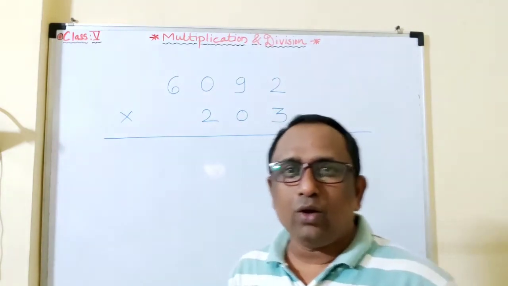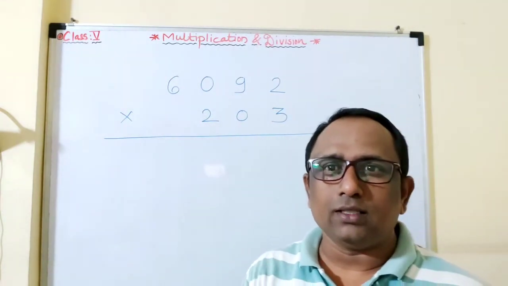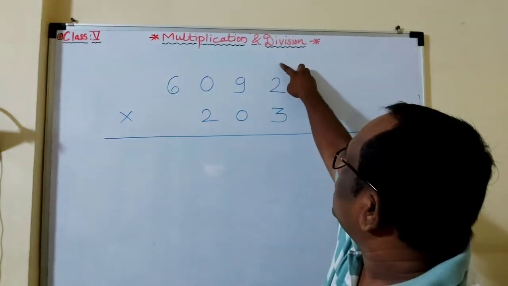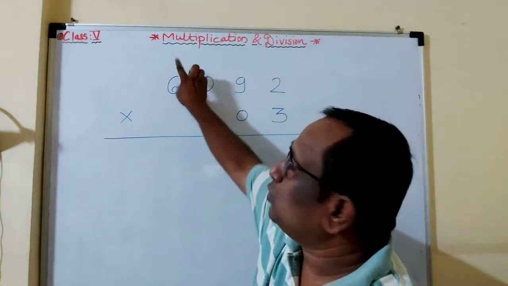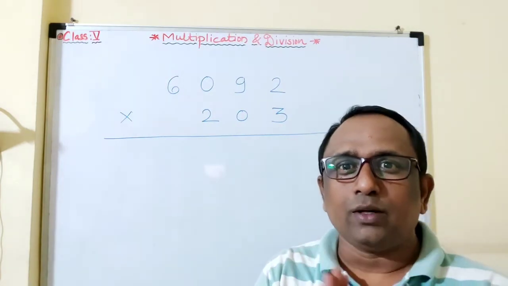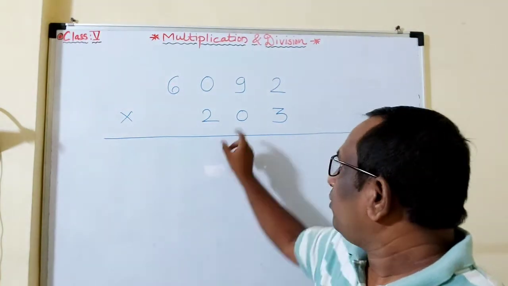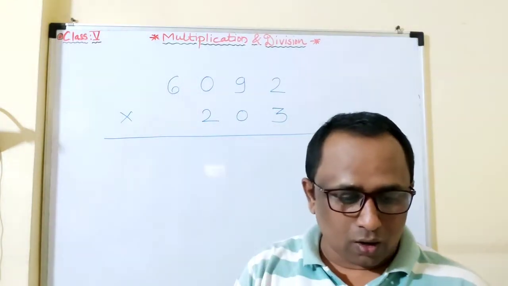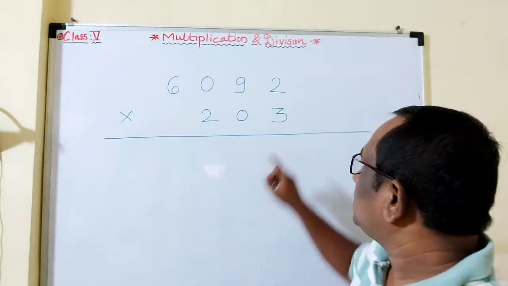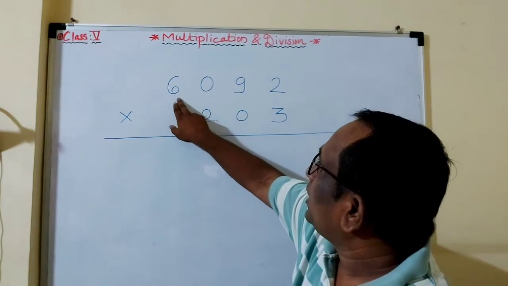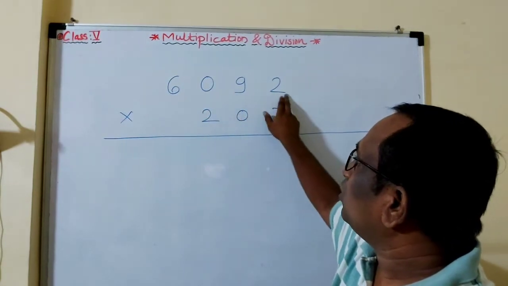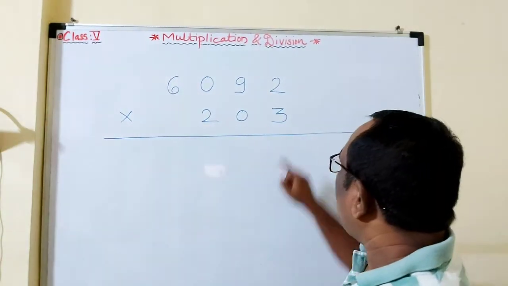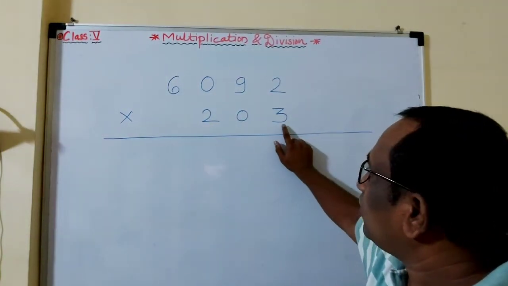Just keep in mind when you are solving the multiplication examples or any addition subtraction, then write neatly. See the unit place, 10 place, 100, 1000, always keep some distance between them. Otherwise, if you write some number here and there, then 100% your answer get wrong. Okay, now first here students, the multiplicand is 6092 and the multiplier is 203.